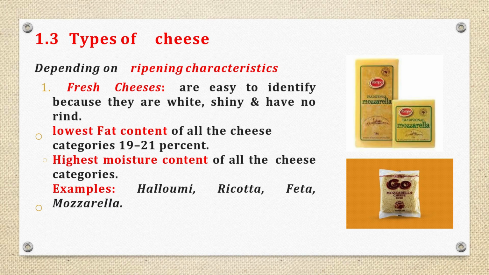Let's look at the different types of cheese. First, depending on ripening characteristics, we have fresh cheeses. Fresh cheeses are easy to identify because they are typically white, shiny, and have no rind. They have the lowest fat content of all the cheese categories, usually around 19 to 21%. They also have the highest moisture content. Some delicious examples include halloumi, ricotta, feta, and mozzarella.